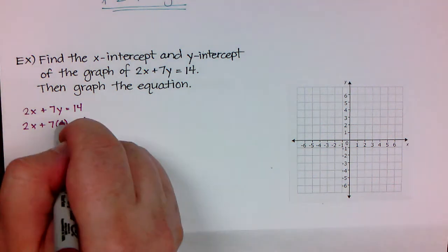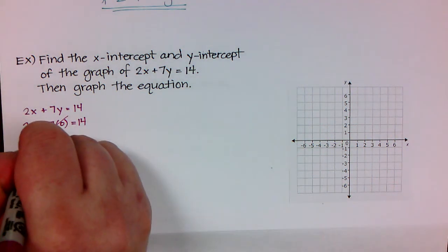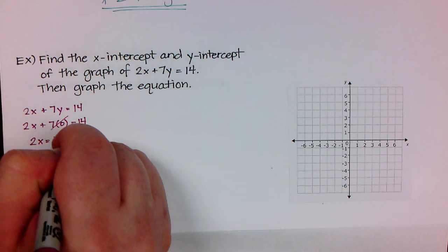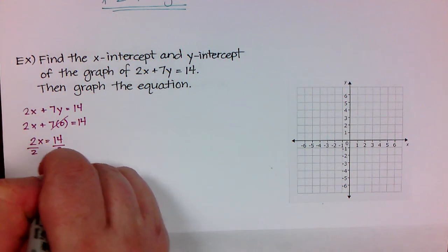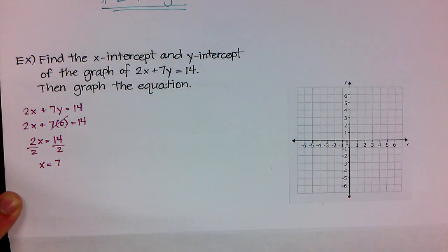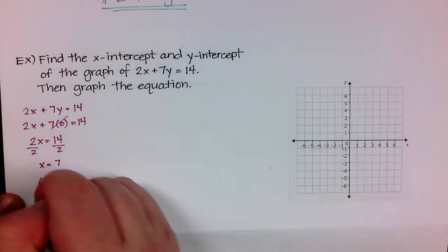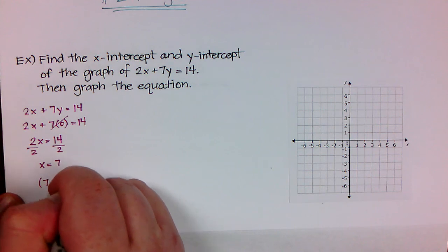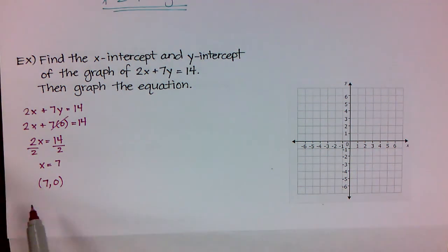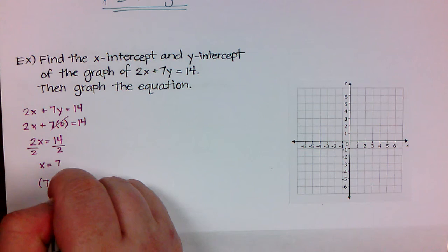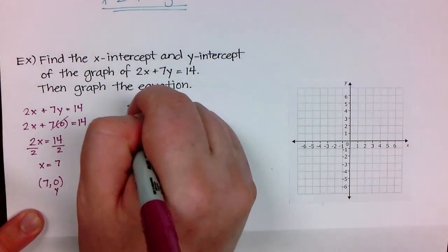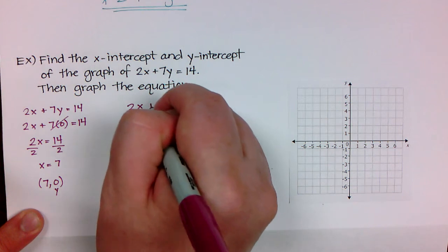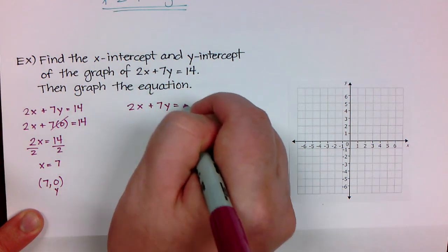Okay, so 7 times 0, that cancels out. I'm left with 2x is equal to 14. When you divide both sides by 2, x is equal to 7, which means it's going to cross the x-axis at 7. And it's going to be a point on your graph (7, 0), because for the y, I replaced it with the number 0. Let's go ahead and rewrite our equation one more time.